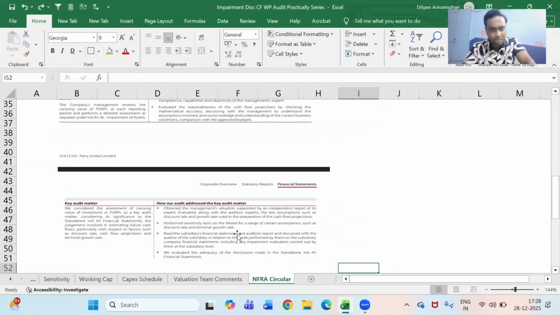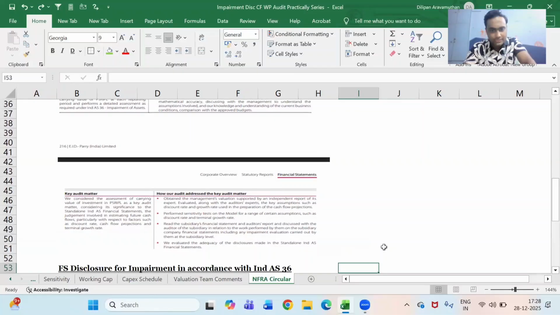Perform sensitivity tests on the model. Yes, we did that. Read the subsidiary financial statements and auditors' reports and discuss with the auditor of the subsidiary. Yes, we discussed with PwC, who were the auditors of ABC Limited in our case. We did that. We evaluated the adequacy of the disclosures made in the standalone Ind AS financial statements.